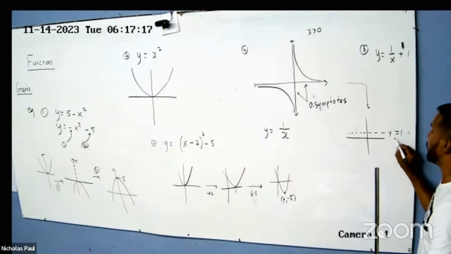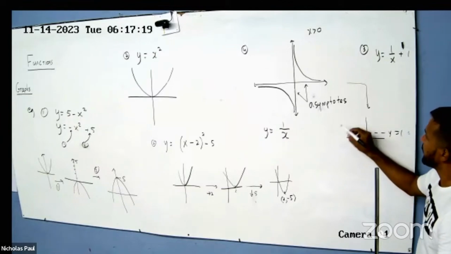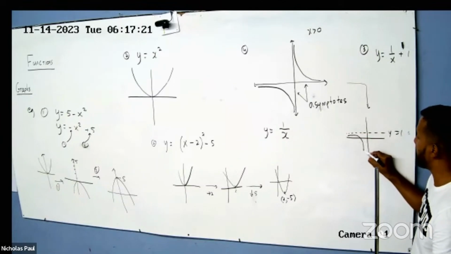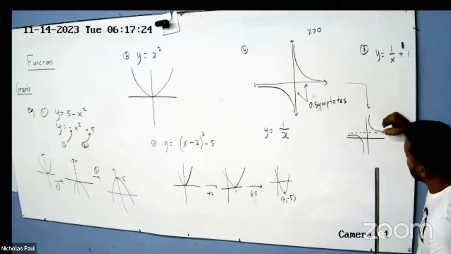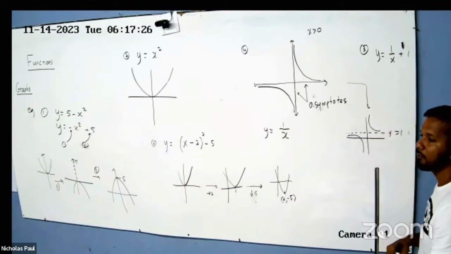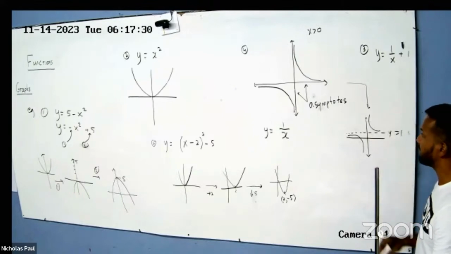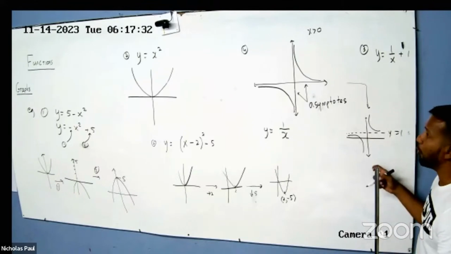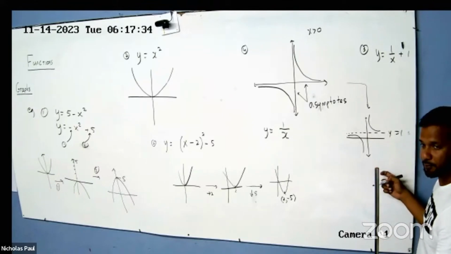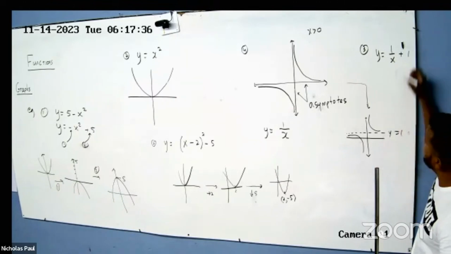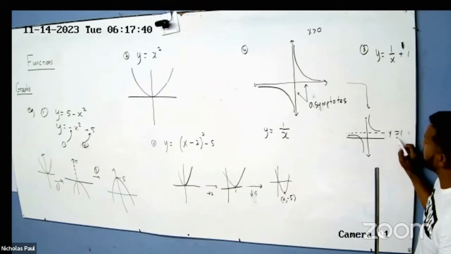Okay, so y is 1 means you shift in the graph, and you get a graph here, and a graph here. Always have your asymptotes. So the first shift here means 1 upwards, so I change the asymptote to y equals 1.